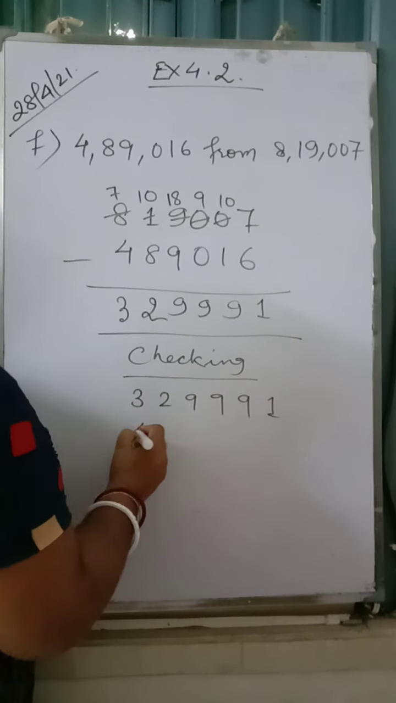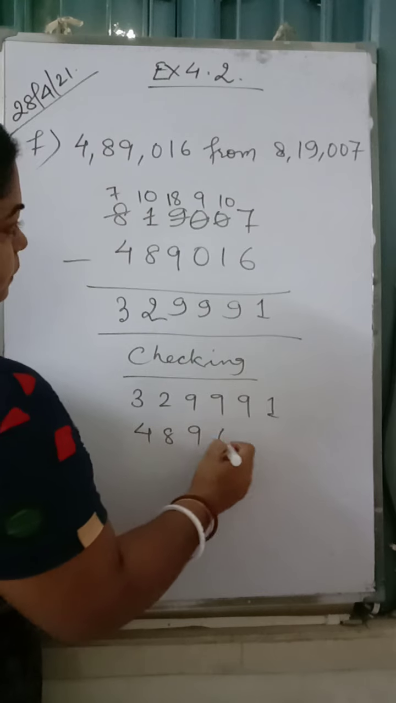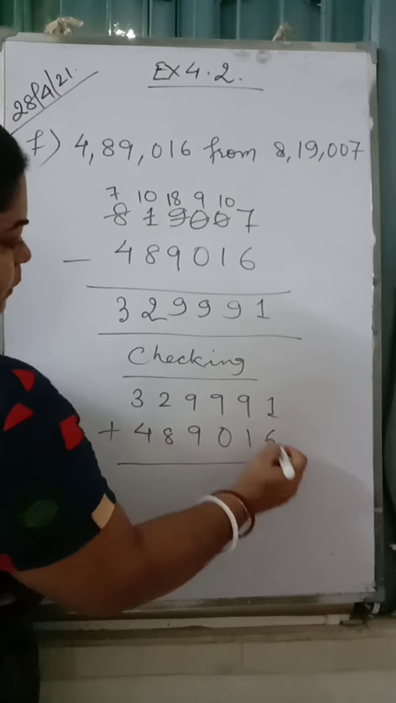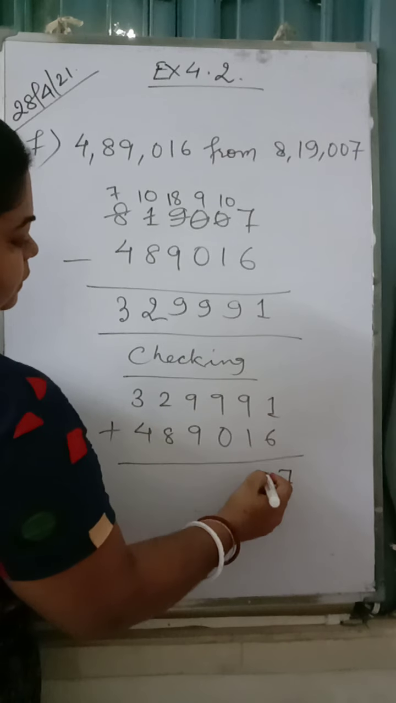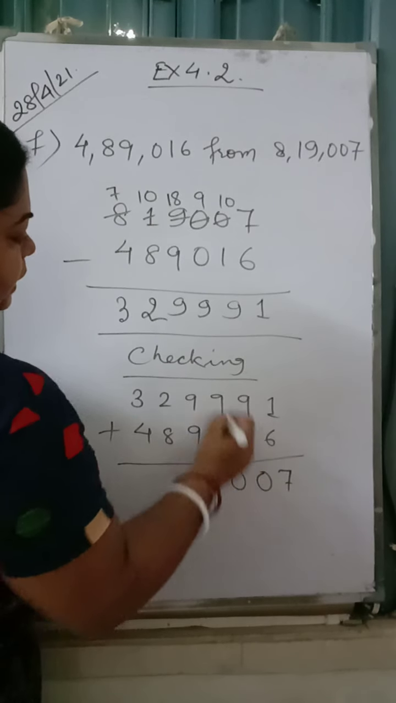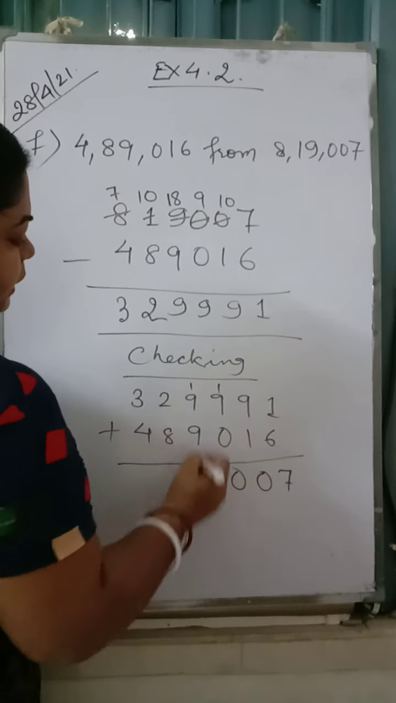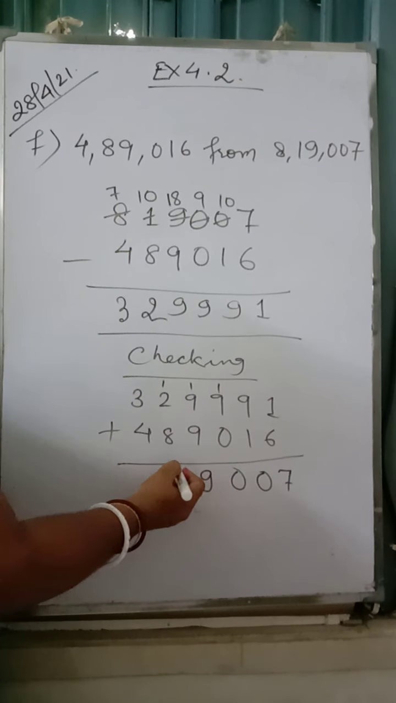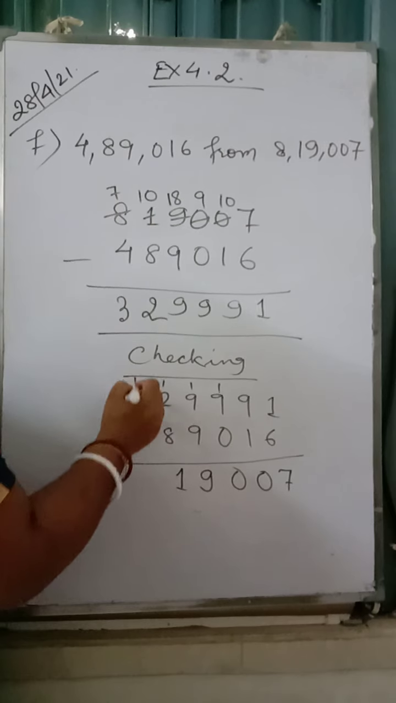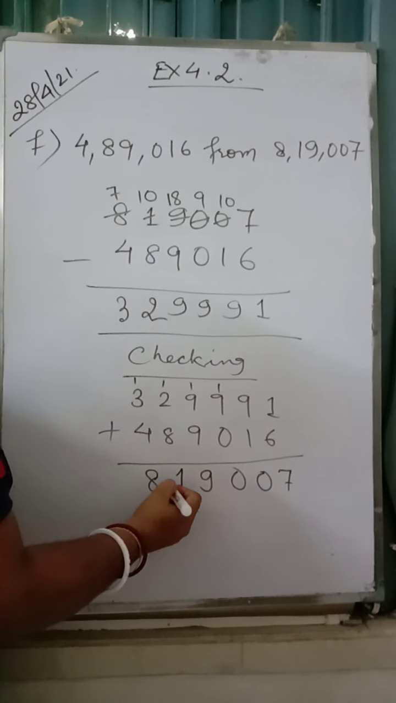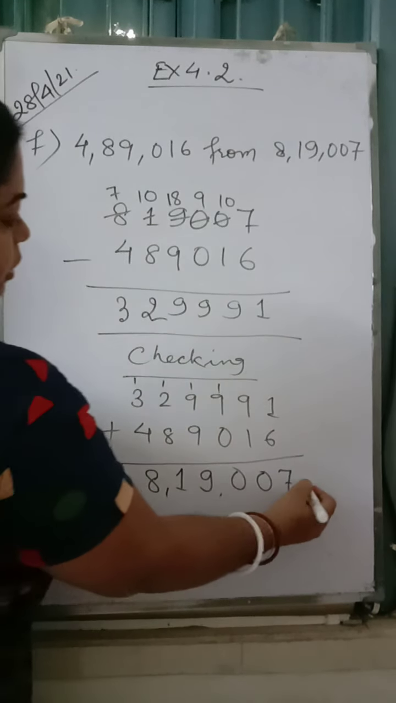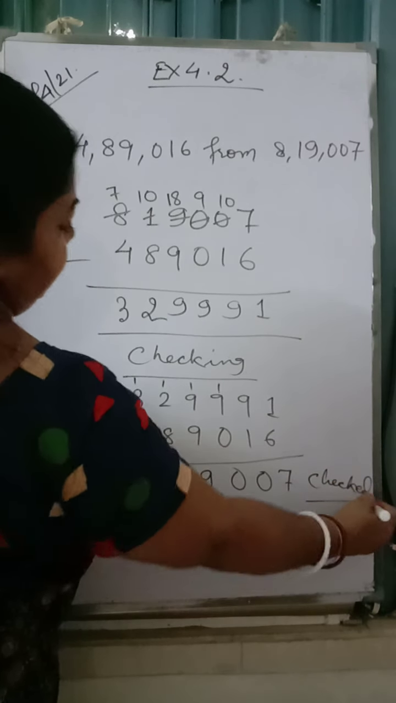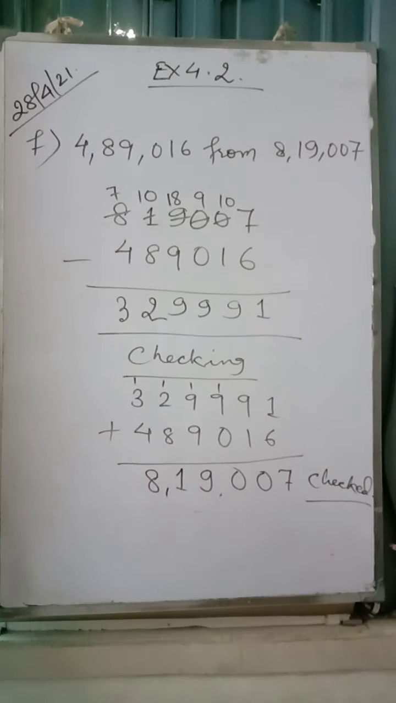Then we'll add the smaller number. 6 plus 1, 7. 9 plus 1, 10. 9 plus 1, 10. 9, 9, 18 and 1, 19. 8 to 10 and 1, 11. 4, 3, 7 and 1, 8. Do we get the same number? So this is checked. It means we can see our answers are correct.